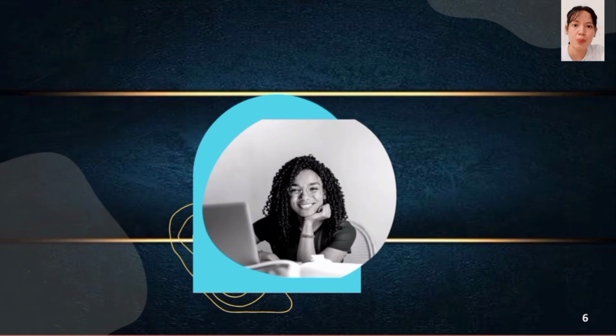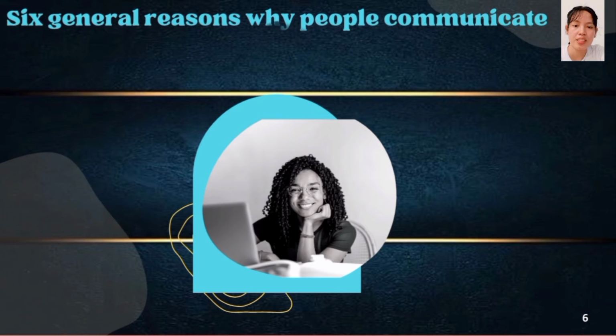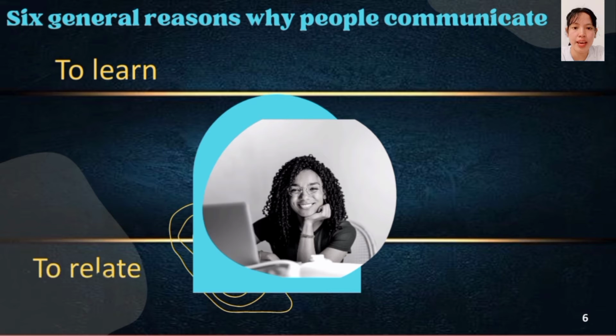So this is what I'm talking about, the six general reasons why people communicate. One is to learn. We communicate because we want to know, when we are curious about something, either in a topic, to satisfy our curiosity. And when that curiosity is met or answered, it is safe to assume that the object of the conversation is being fulfilled. The next one is to relate.